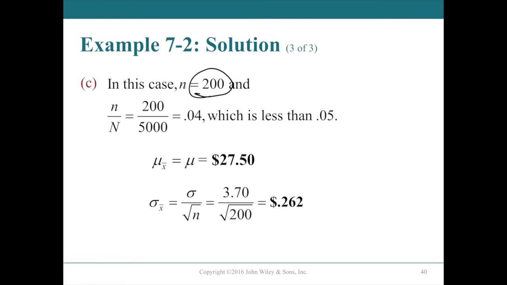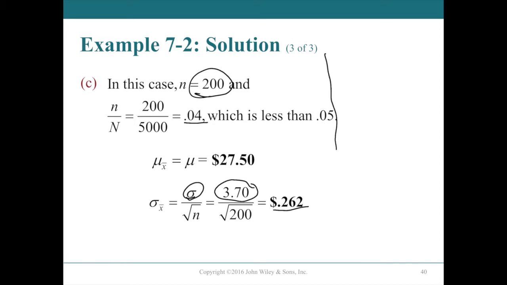Now we're up to 200. And although our sample size is starting to get a little big, it's still less than 0.05, so we're good to go on the standard formula. And so when we leave the mean alone, of course, and divide the 370 that was given for the standard deviation by the square root of n, now we're down to even less, 0.262.